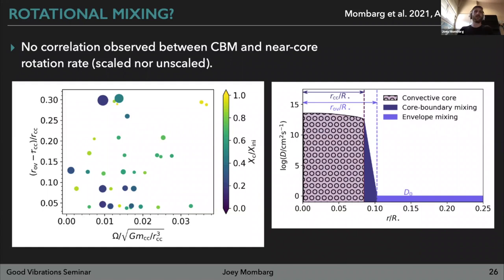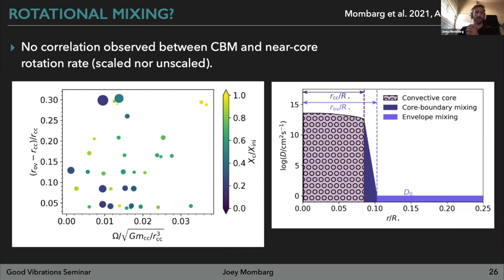So what's shown here is the extent of the overshoot region, in physical distance, as a function of the rotation period scaled with a natural frequency of the convective core, so the mass and the radius of the convective core. But whether I scale this or not, there's not really a very clear correlation between the amount of overshoot that you need and the rotation of the star. So this suggests that it's not purely induced by rotational shear, for example.